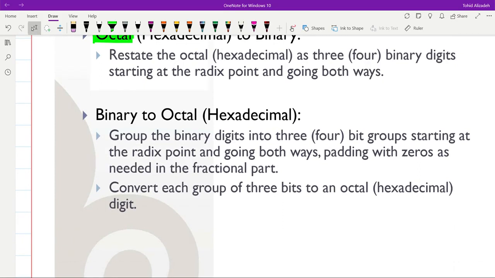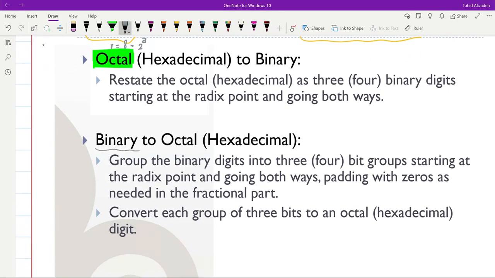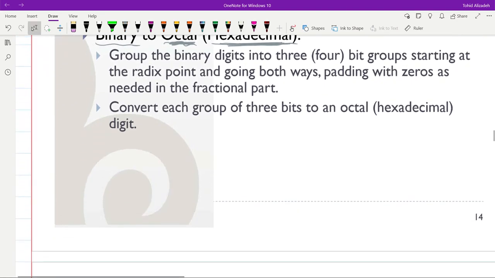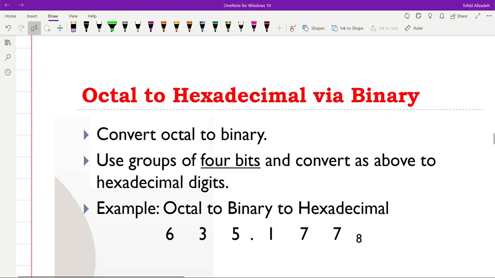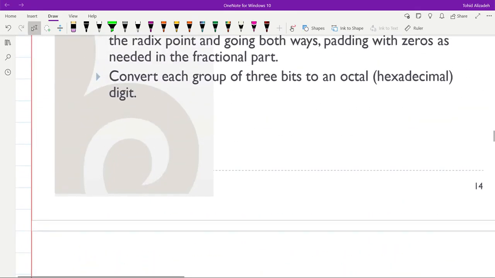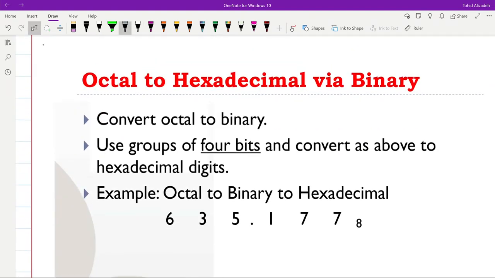So when we want to do it from binary to octal or hexadecimal, we would need to create groups of the binary digits. For octal, we would need to create a group of 3 digits, and for hexadecimal, we would need to create groups of 4 digits, and then convert them group by group in order to obtain the equivalent number in the octal or hexadecimal case. Okay, now let's see it through an example. Let me give you an example for this, and then I will move to the next slide where we can do the conversion from octal to hexadecimal via binary.